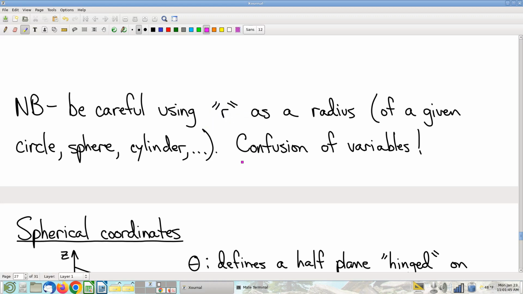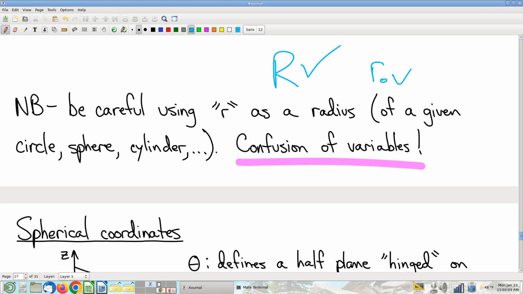So heads up, if you have a radius that you need a letter for, you just can't use little r. What you can use, perfectly fine, is capital R, no problem. You can use R naught, fine, right? Any sort of variation, but you just can't use little r by itself. That's no longer up for grabs. That's now a variable.